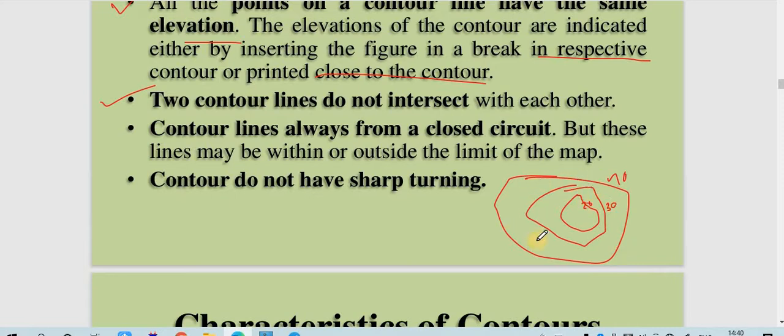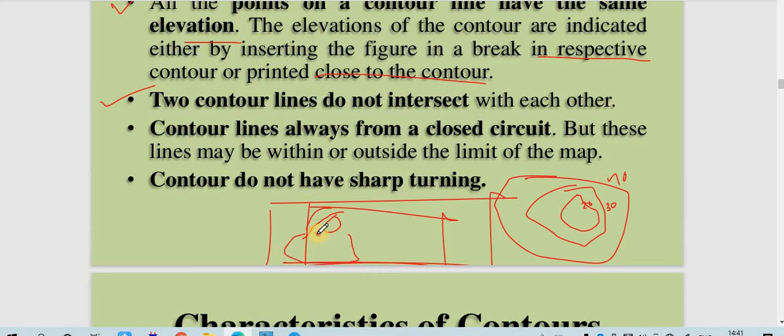You can see that it is forming a closed circuit. Sometimes it is not possible to show this in your sheet, because you have a certain limitation in your drawing sheets. So if it is showing this type of contour, that means if you take a bigger sheet, it will ultimately join this way only. So they always form a closed circuit. That is the main characteristic. Contours do not have any sharp turning like this; they have a closed circuit form.